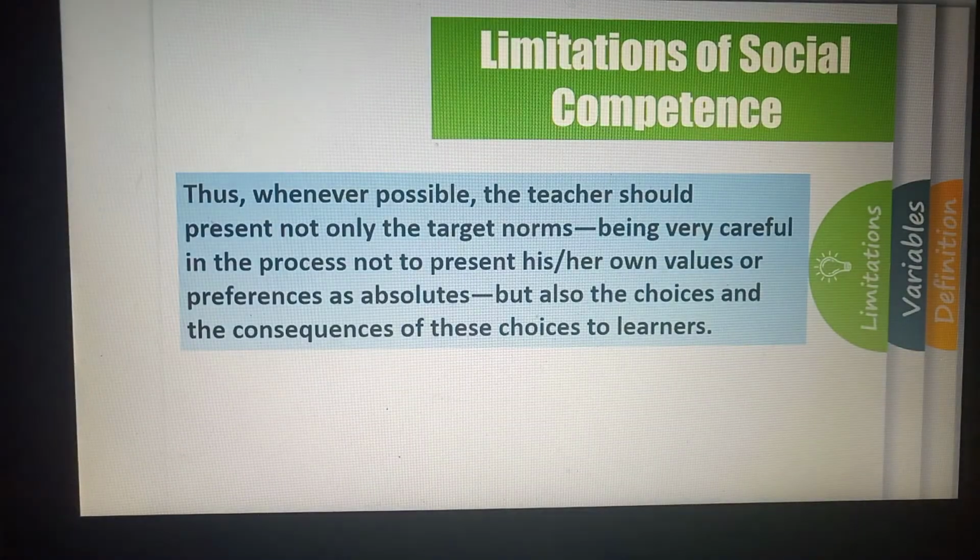Thus, whenever possible, the teacher should present not only the target norms, being very careful in the process not to present his or her own values or preferences as absolutes, but also the choices and the consequences of these choices to learners.